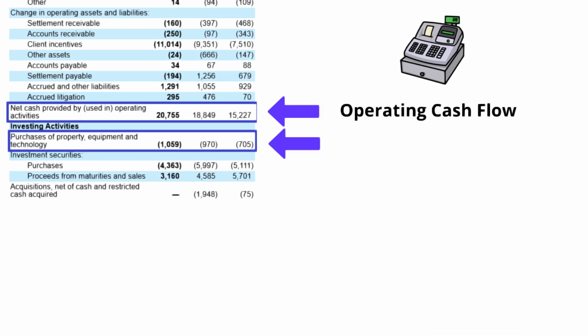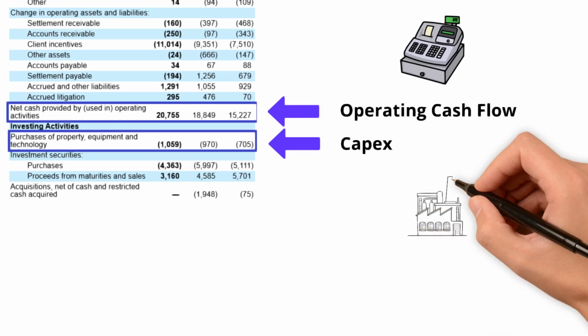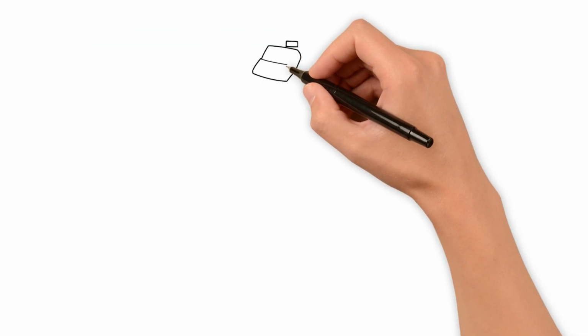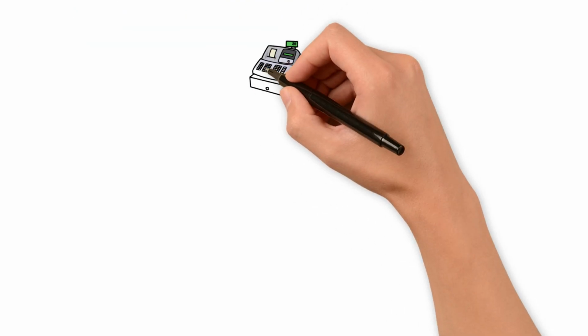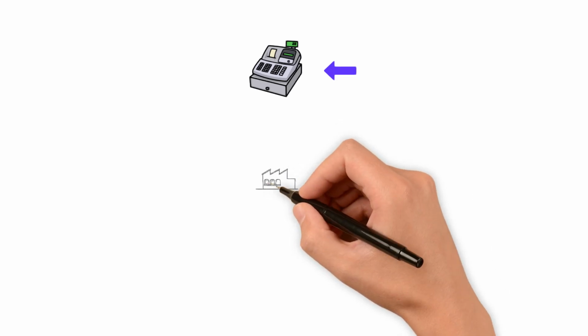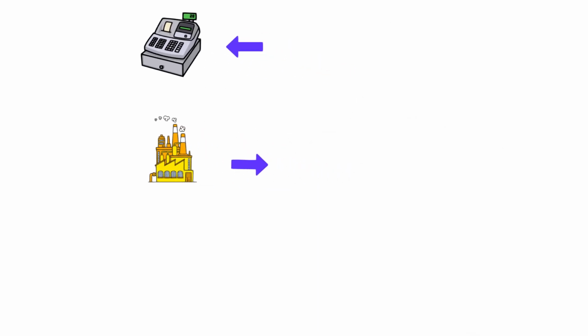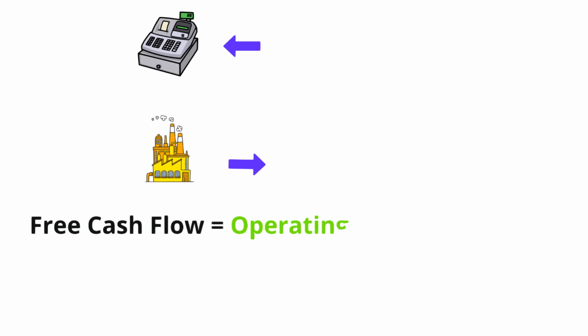Next, we subtract capital expenditures or CapEx. This is the money spent on long term investments like buying new equipment or upgrading facilities. Try to think of it like this: operating cash flow is the money coming in, and CapEx is the money going out to keep the business running and growing. So, what's left after we subtract CapEx from operating cash flow? You guessed it, free cash flow.